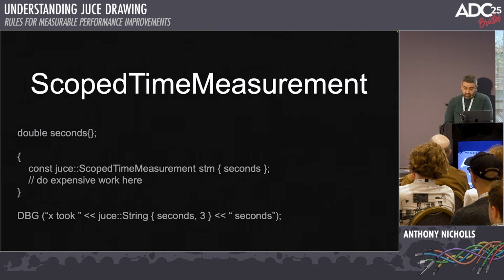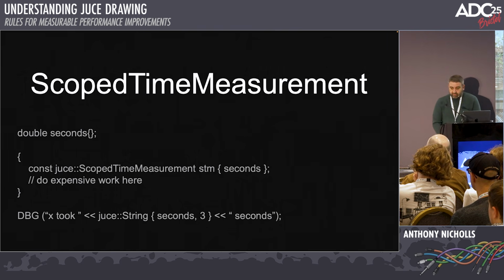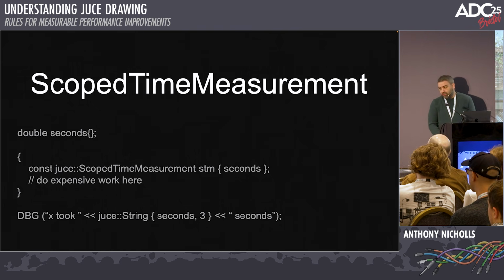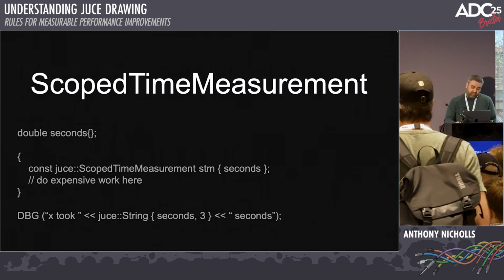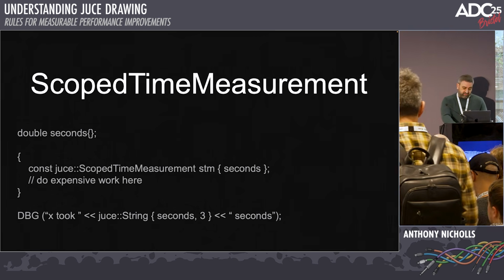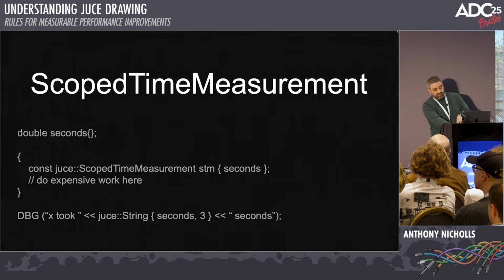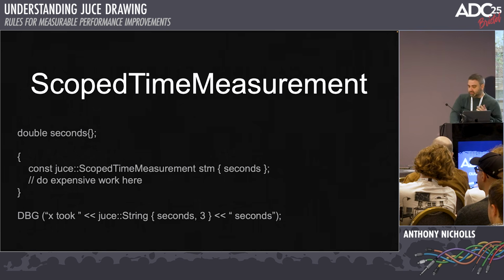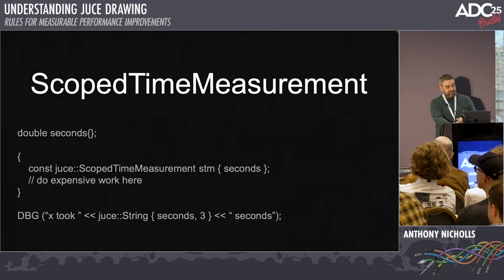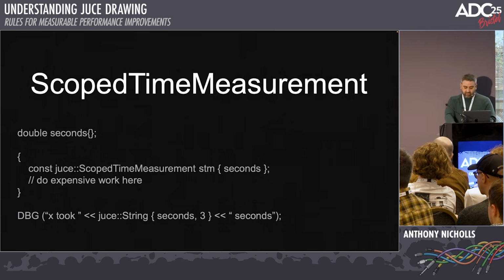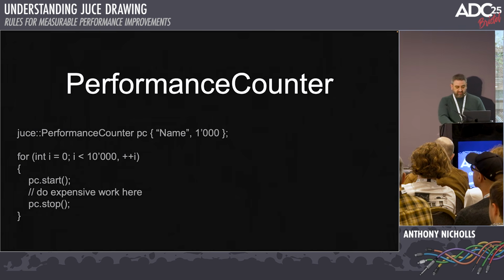If you just want to measure how long something took, there are a couple of tools already in JUCE. They're quite useful for quick debugging. There's ScopedTimeMeasurement. I haven't tested that code, so don't tell me if I have got a problem with it. But the basic idea here is you have a double, you pass it into the ScopedTimeMeasurement over some scope, and you'll get the time out in seconds.